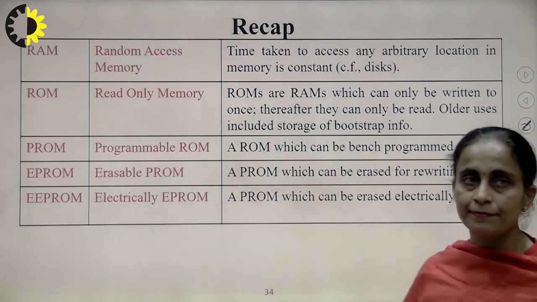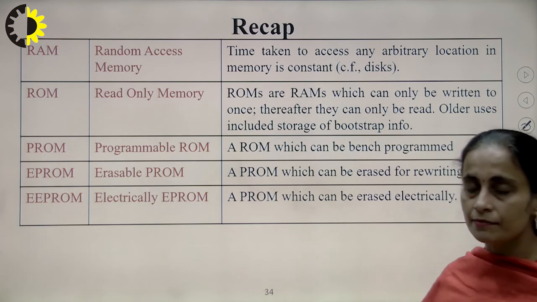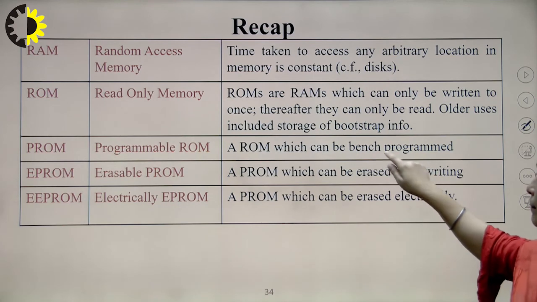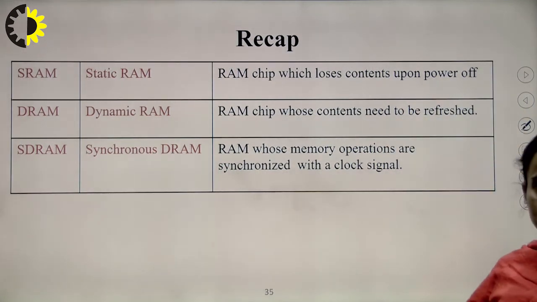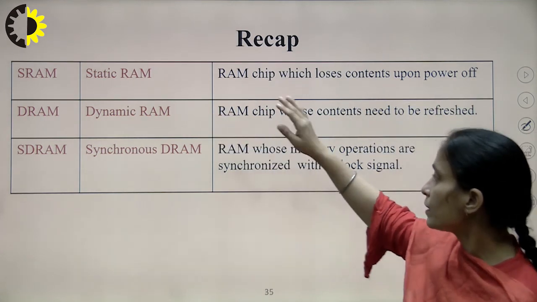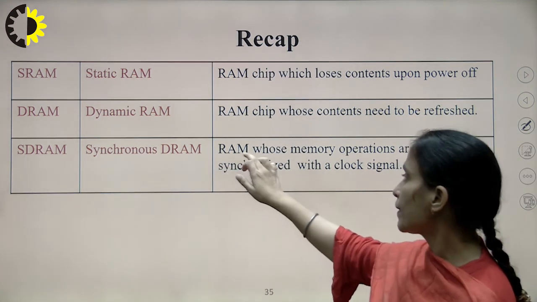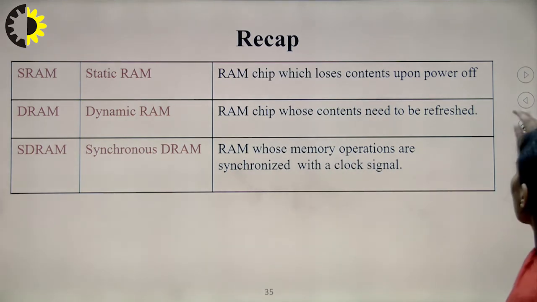So, this was the recap. We have discussed all these things in the lecture. First is RAM, which stands for random access memory; ROM, read only memory; PROM, programmable ROM, which can be programmed once; erasable PROM, which can be erased for rewriting; and EEPROM, which can be erased electrically, as the name suggests. Then the types of RAM: static RAM, which loses its contents upon power off; dynamic RAM, DRAM, RAM chips whose contents need to be refreshed; then synchronous DRAM, a type of RAM whose memory operations are synchronized with a clock signal.